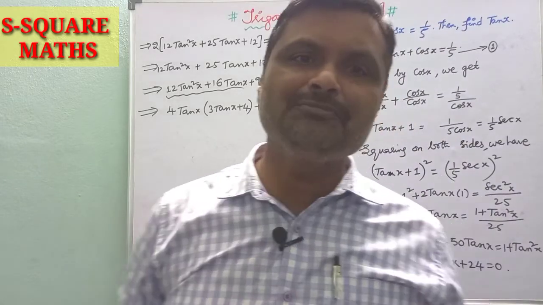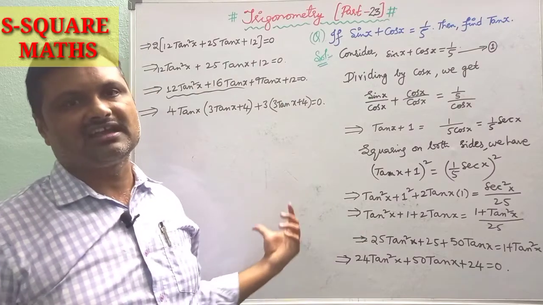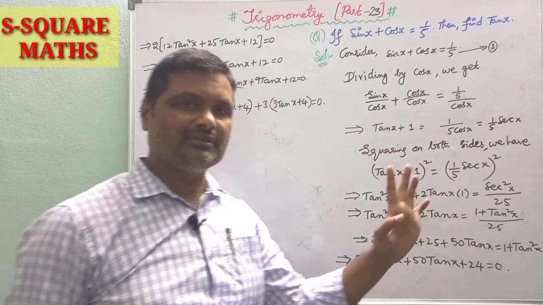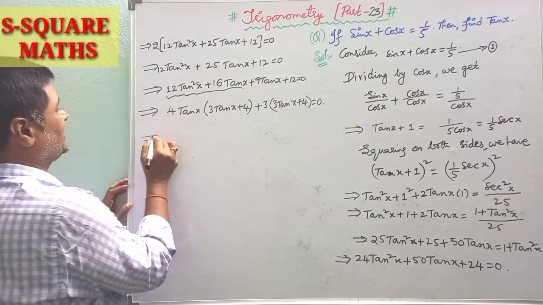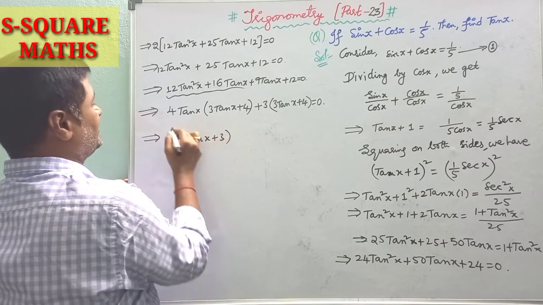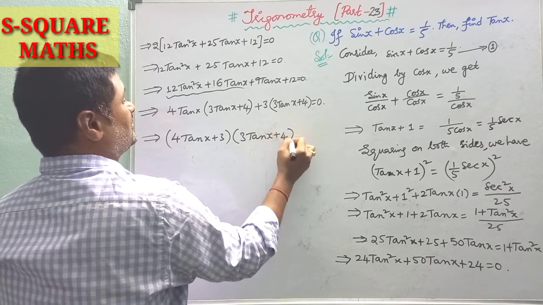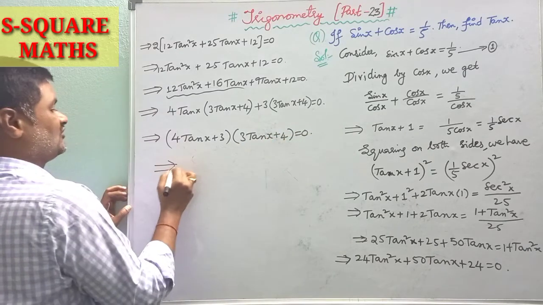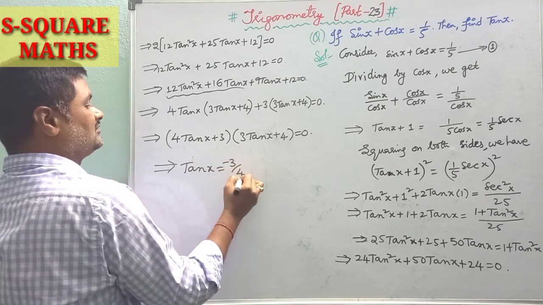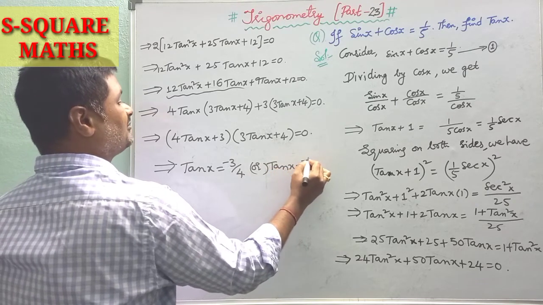If you are feeling tidy, go for tan x is equal to k and proceed. At last you can consider k is equal to tan x and you are going to get two k values, nothing but tan x values. So finally I can write 4 tan x plus 3 into 3 tan x plus 4 is equal to 0. In the direct step, I am writing tan x is equal to minus 3 by 4 or tan x is equal to minus 4 by 3.